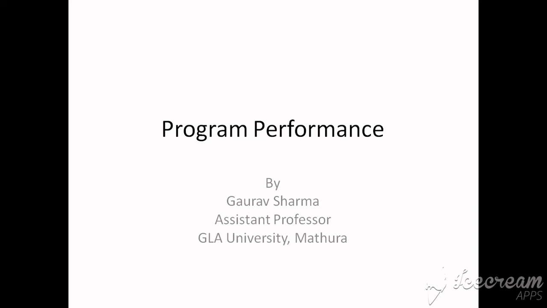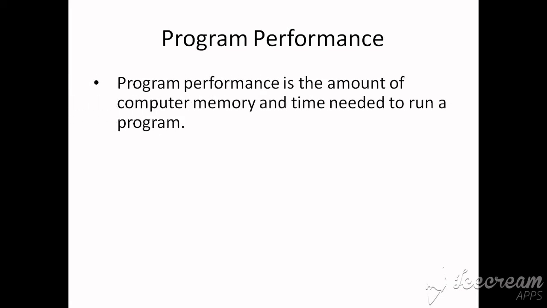Today we will study how the performance of a program is judged. Program performance is concerned with the amount of computer memory and time needed while running a program. Here, memory means the amount of main memory required during execution of a particular program, algorithm, or logic.